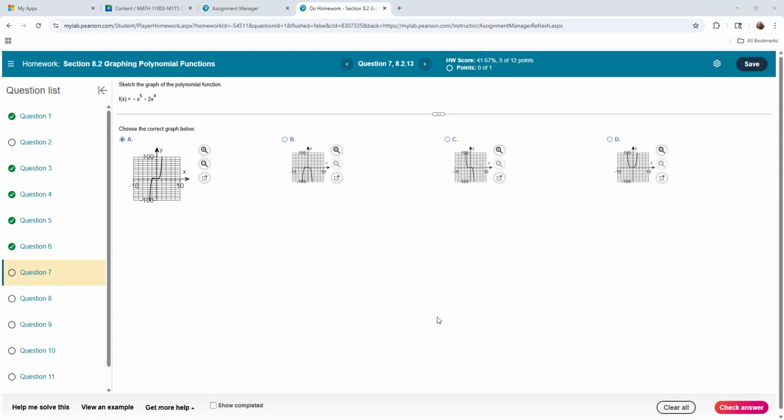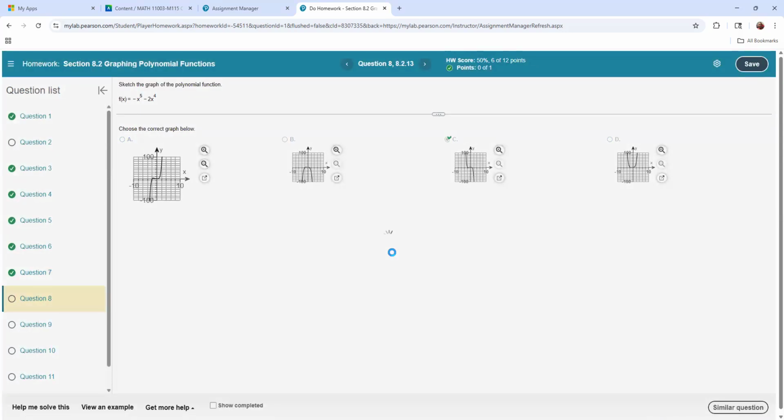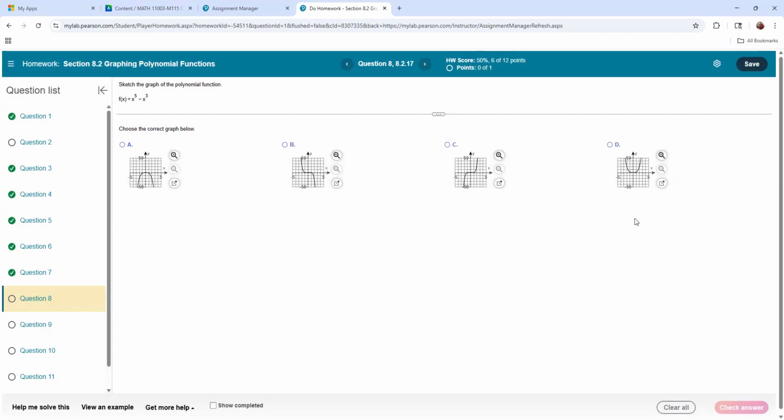So Jessamine is saying C here. Let's see. Odd degree, negative lead coefficient. So Jessamine, that's perfect. That one's going to go downhill. So when all my pictures look different, I don't even have to graph it.